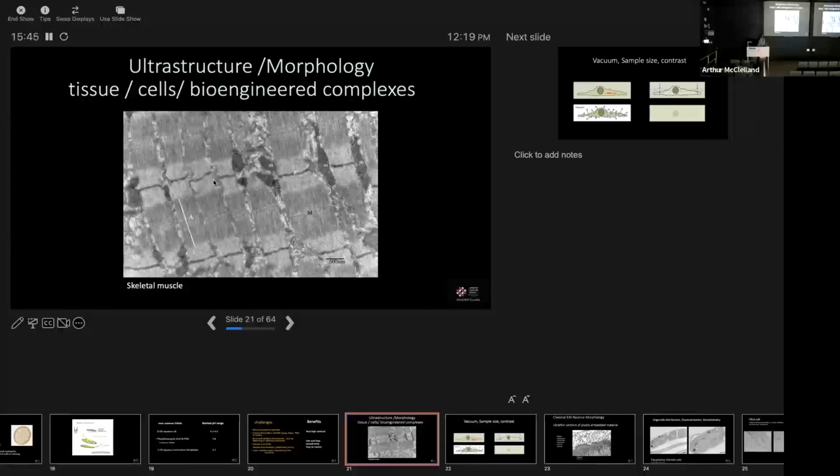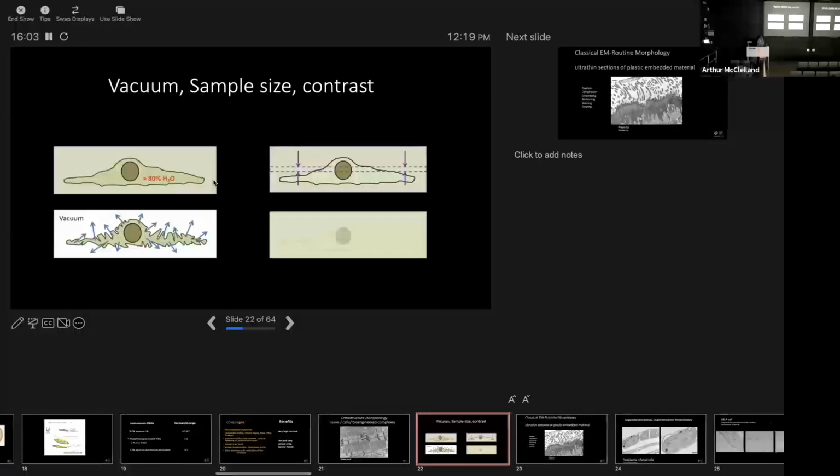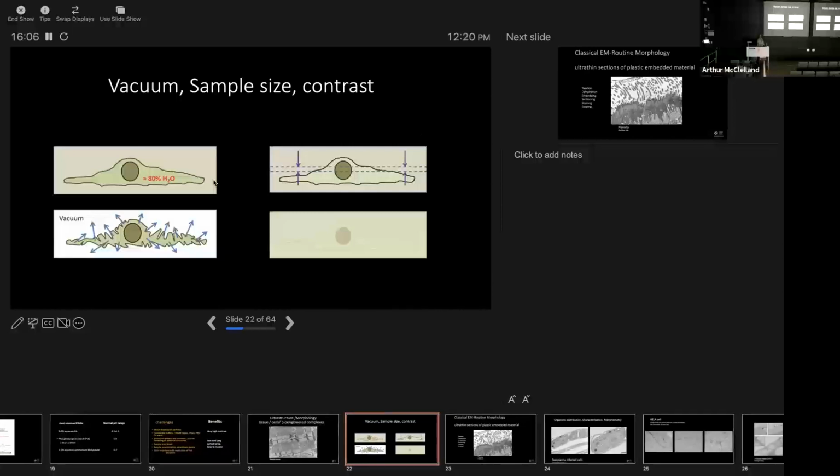All right, so other questions we can answer or investigate with bio electron microscopy are the ultrastructure, morphology of tissues, cells, bioengineered complexes. But we've got some problems here too that we're going to have to tackle. First off, we're going into a vacuum. Second off, tissues, cells, these sorts of things are large. And what we're looking at in a microscope has to be small, has to be thin for the beam to get through it. So the physical size of the sample has to be dealt with.